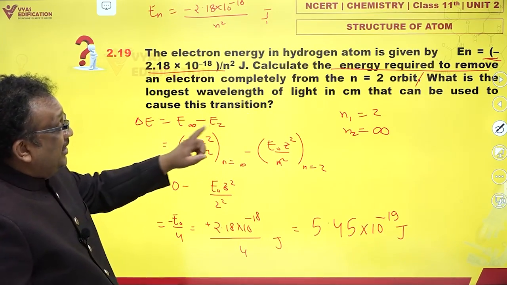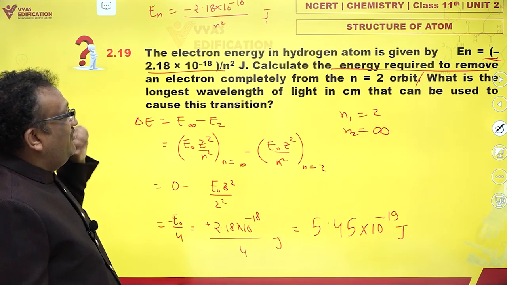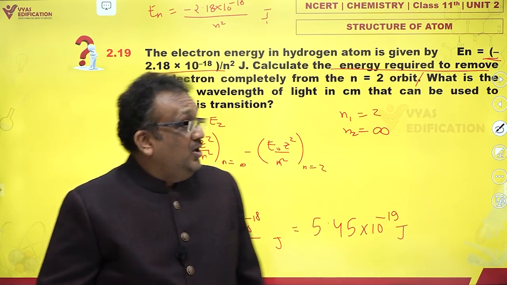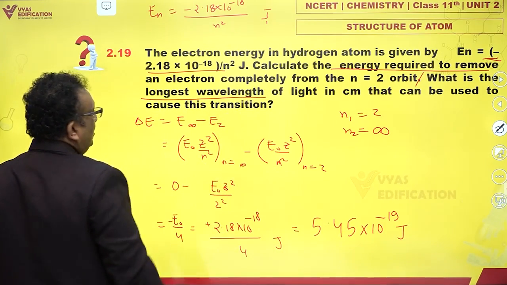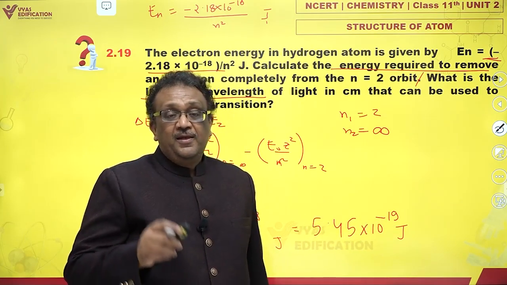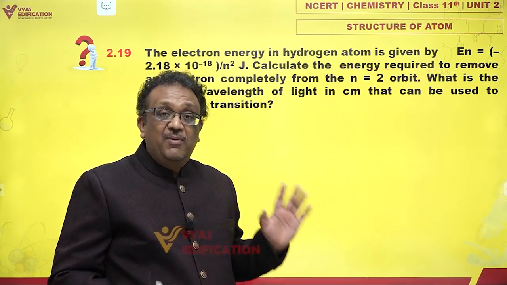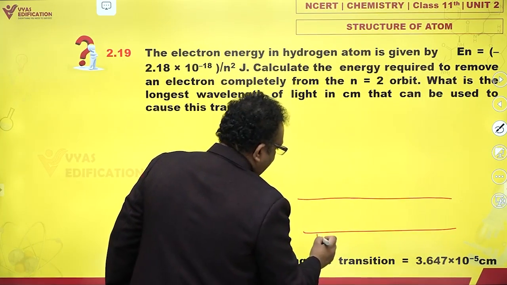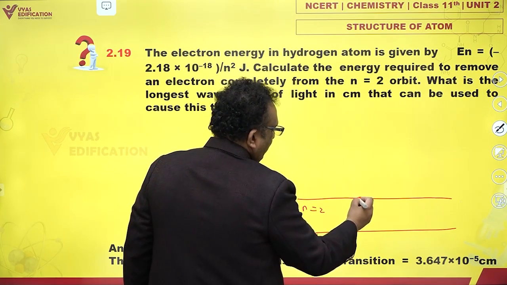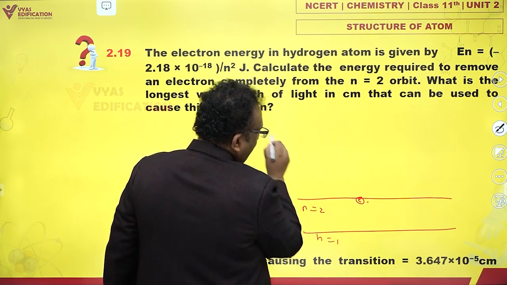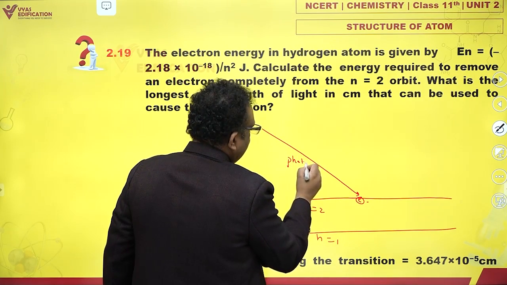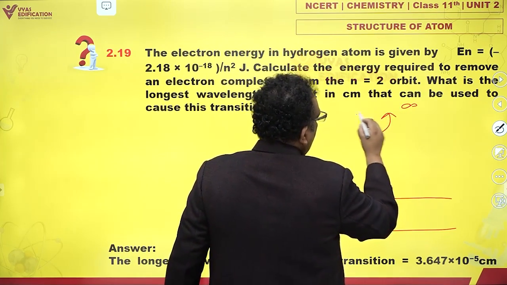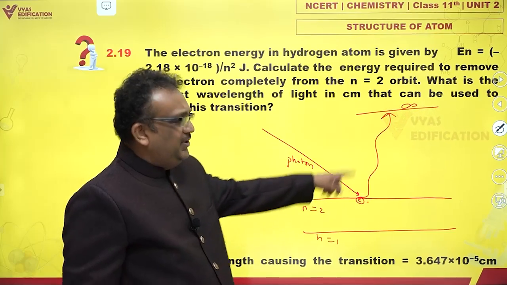Then they're saying the second part, what is the longest wavelength of light in centimeter that can be used to cause this transition? Now suddenly students start getting doubt. What is the meaning of longest wavelength? Can we mug up a formula? You can, but first you have to imagine physically what is happening. You have n is equal to 1, n is equal to 2, you have an electron here, and a photon falls here. This absorbs energy, and this jumps up and goes to n is equal to infinity. This is what is happening.